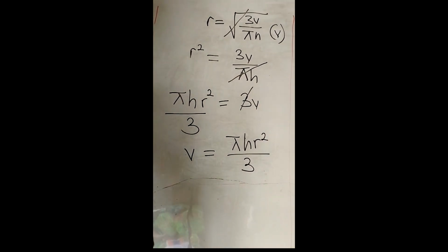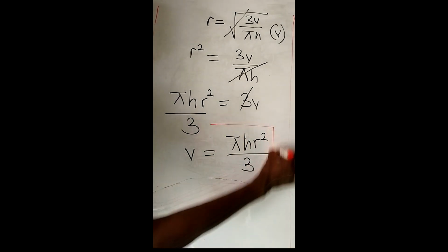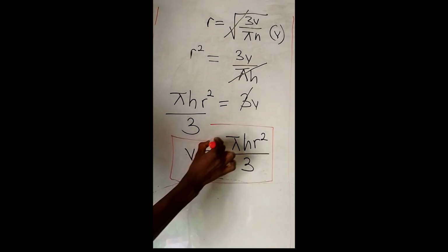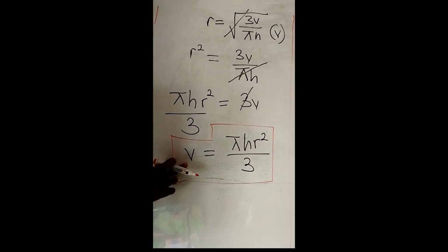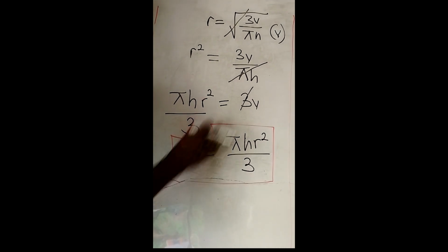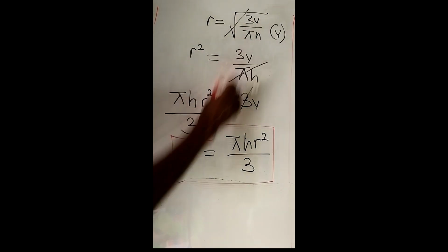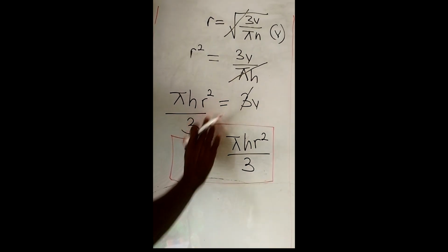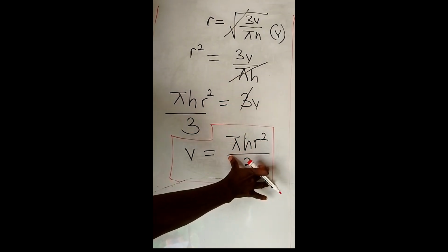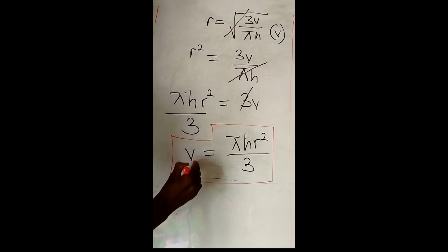So by doing that, I have successfully isolated v, and v becomes the subject of the formula. So every parameter associated with v on this side has been removed and transferred to the other side. v is now the subject of the formula.